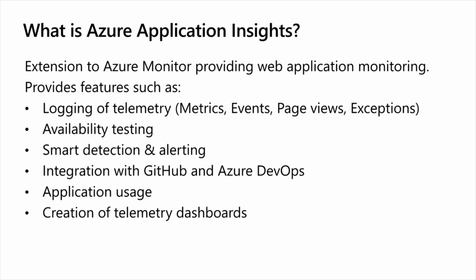It monitors which pages are being viewed, where your exceptions are coming from, and whether you have dependency type errors from database. You can have availability testing overall, just to see the health of your environment from different geographies around the globe. You can build smart detection rules so that you either get a text message or an email, or you can create a ticket in your own help desk ticket system.